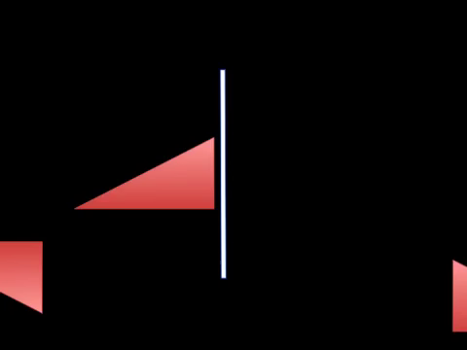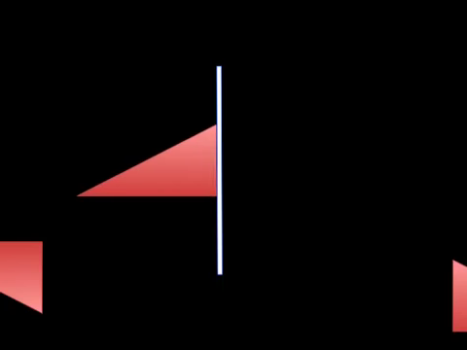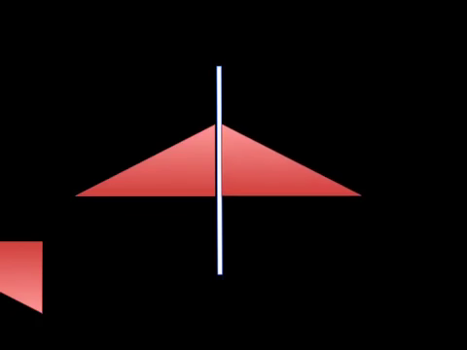Now, if you think about flipping like a mirror, let's say this white line here is a mirror. When you look in the mirror, what you see is a reflection of you. If I had this triangle and I was looking at it in the mirror, on the other side of the mirror it would look like this.